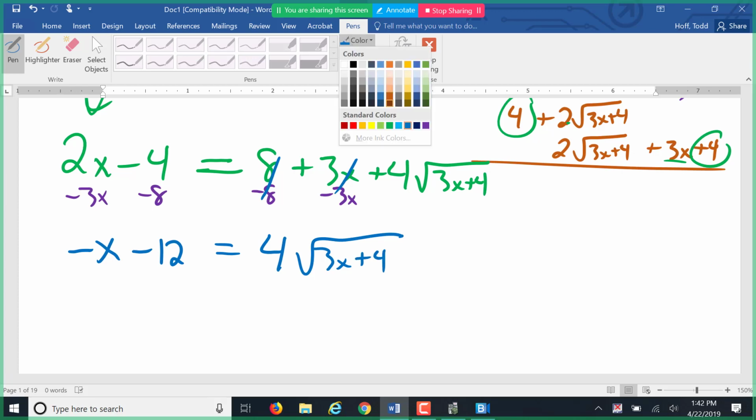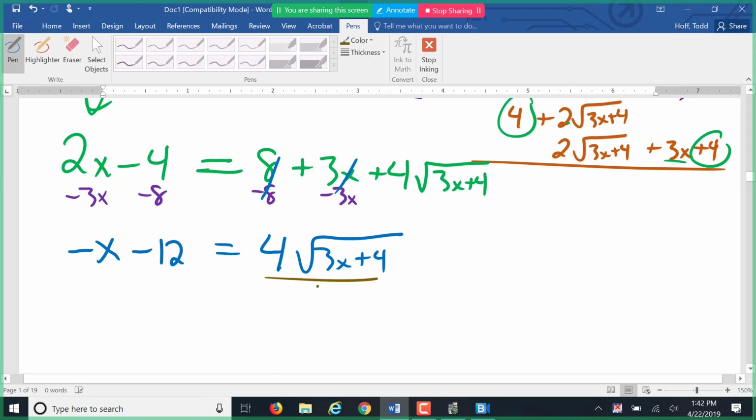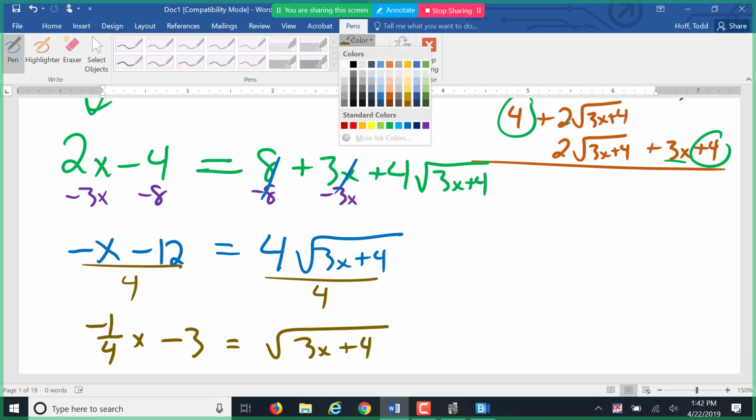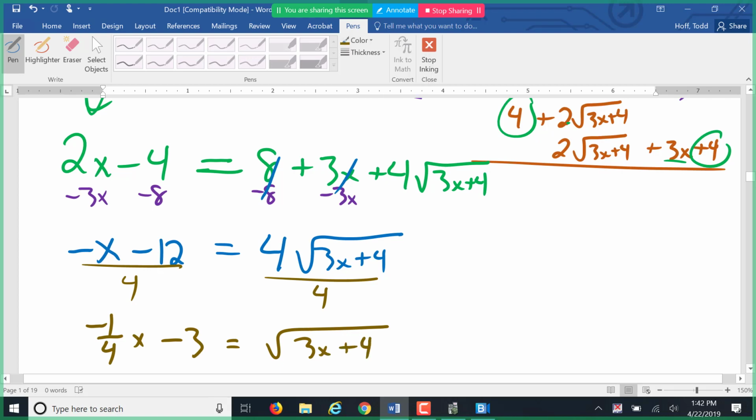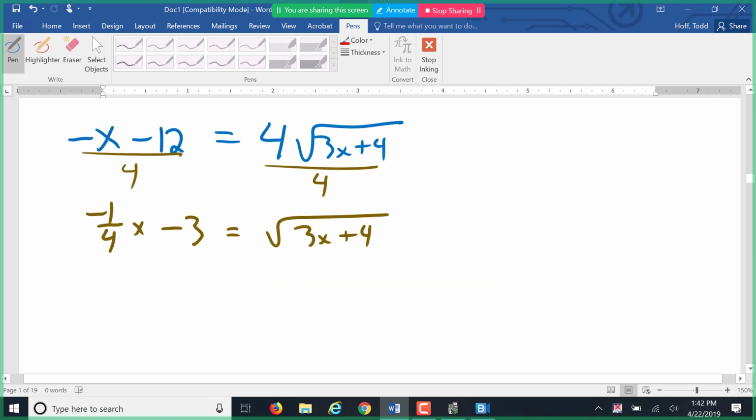Now, technically, we should divide by that 4 before we do anything else. So I've got negative 1/4 x minus 3 equals the square root of 3x plus 4. Now that that radical again is isolated, we'll get rid of it by squaring again.